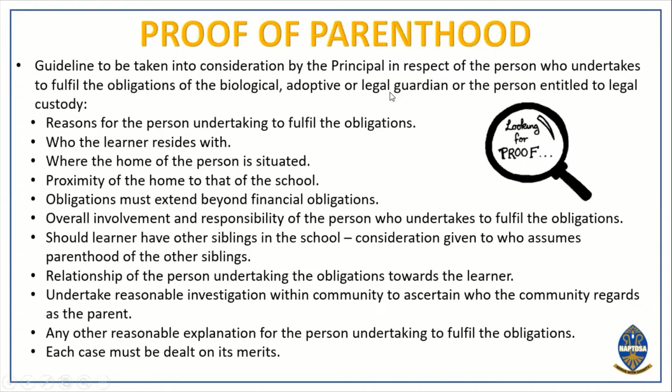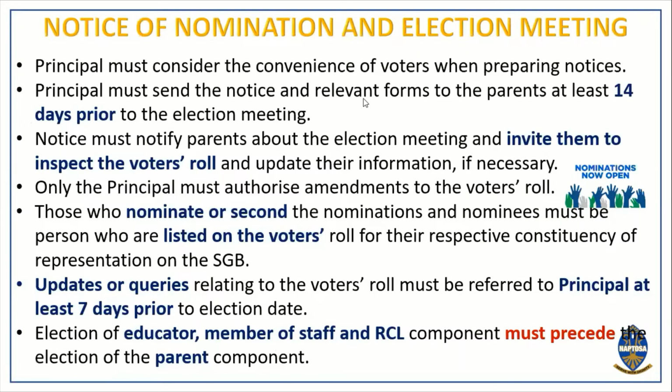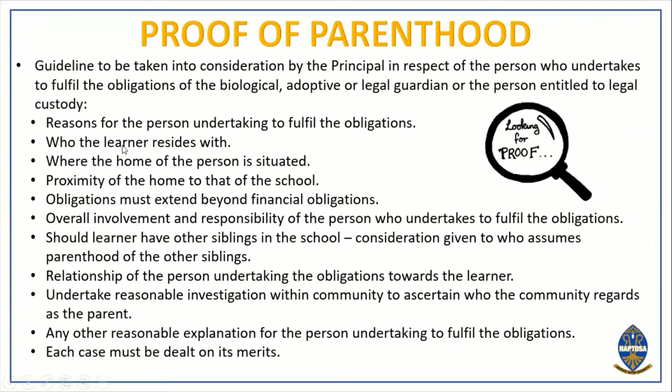Then, proof of parenthood. This is a query we've had a number of times in the office, to say this person's coming and claiming that they're the guardian of the child, so they want to be nominated for the SGB, but they're not the parent of the child. Now, there are various guidelines in place to assist the principal. It's the principal's responsibility to determine who qualifies as a parent, who meets the definitions, and to obtain and request the proof of parenthood.